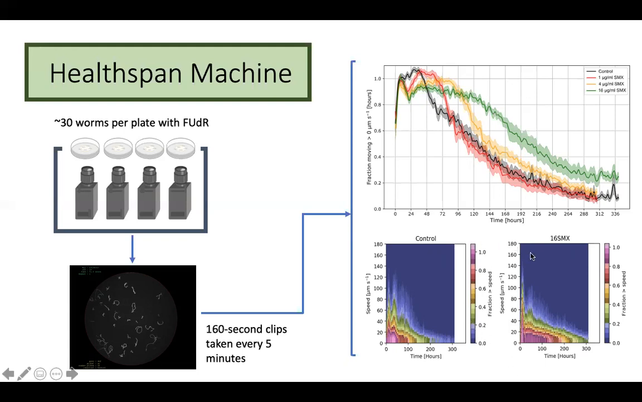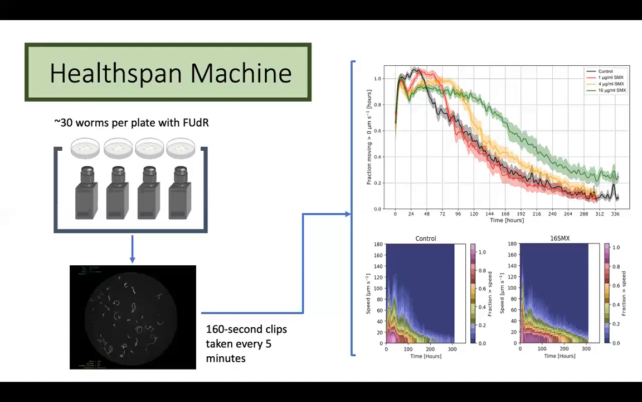Here you have between control and the 16 SMX condition. As you can see in the 16 SMX condition, the peak doesn't go as high as it is in control, but there's movement. The worms do move for longer. So from this data, we can say that SMX treated worms don't move faster, but they continue to move for longer. So this system successfully detects alterations in speed and movement, but has been primarily focused on studying age-associated decline.